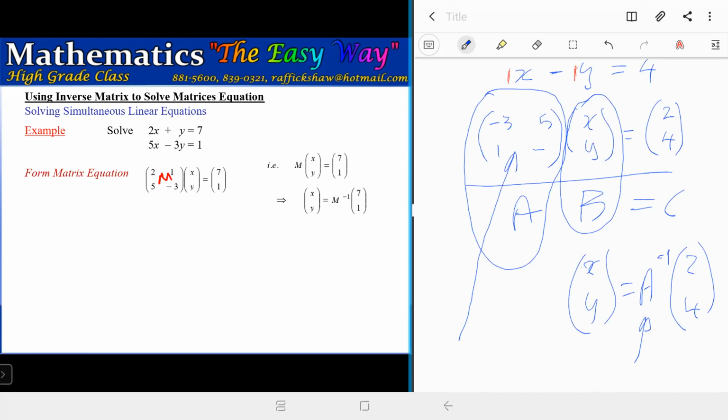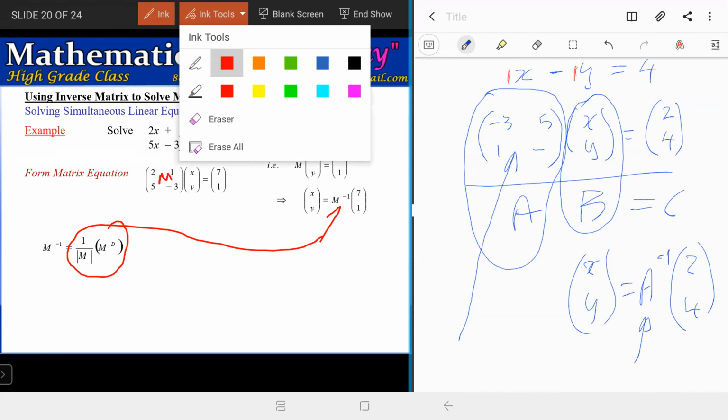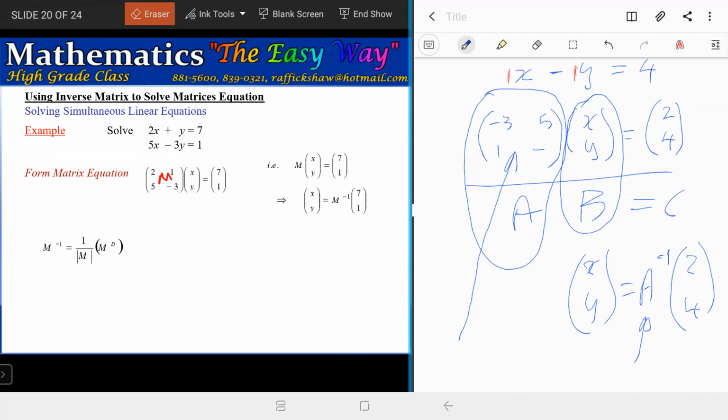So I need to calculate the inverse of M now. How do I calculate the inverse of M? 1 over the determinant multiplied by the adjoint. Simple. The inverse of M that I need to put right up here is calculated using this formula: 1 over the determinant multiplied by the adjoint. As simple as that. That's how I calculate my M.